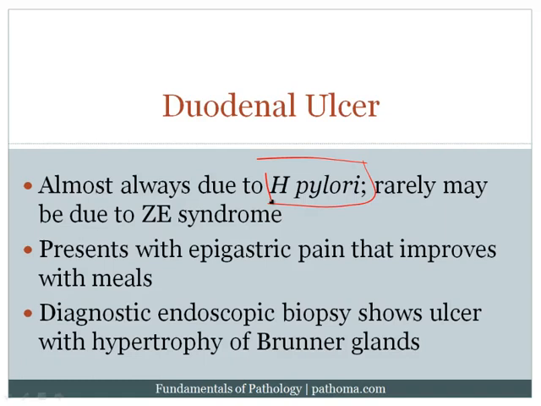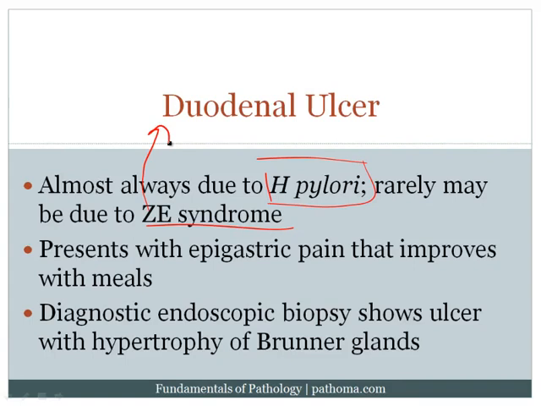However, rarely it can also be due to ZE syndrome. Remember that ZE syndrome is when a patient has a gastrinoma. The gastrinoma is a tumor that produces excess gastrin. The gastrin goes into the blood, it hits the parietal cells, and the parietal cells then begin to secrete massive amounts of acid. And the production of massive amounts of acid can result in a peptic ulcer disease with a duodenal ulcer. And in ZE syndrome, you can also have multiple ulcers. You can also have ulcers that extend into the jejunum, etc. But anyway, that's one way by which a duodenal ulcer can arise.